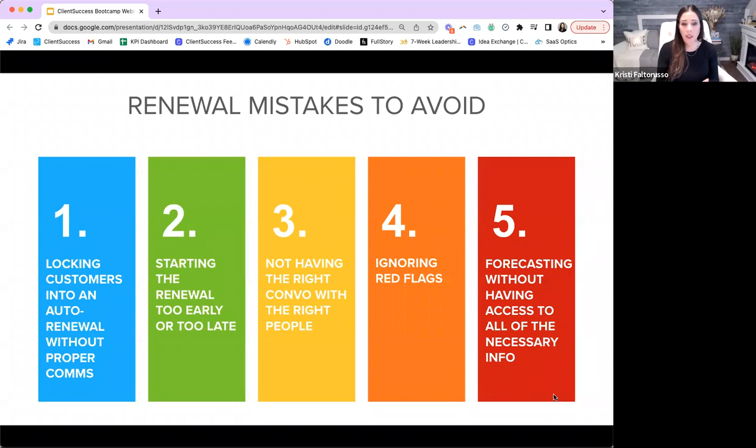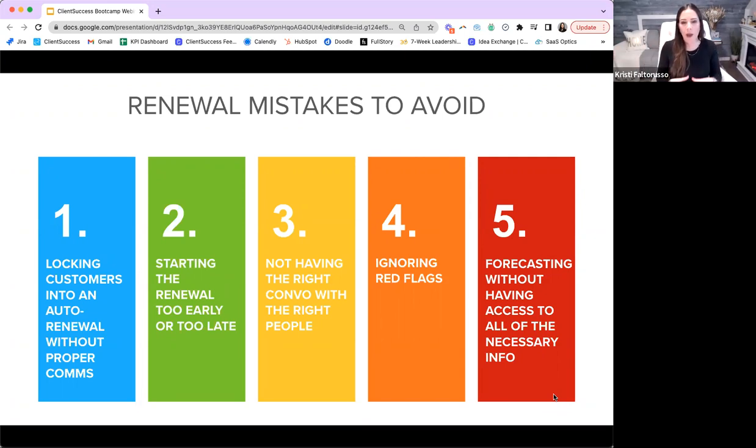Third, not having the right conversation with the right people. I'm sure a lot of you have been part of a conversation where you've spoken with your champion and you're like, yeah, we're absolutely renewing. We love you. We couldn't live without you. And then all of a sudden you find out they're not renewing. And it's because some executive that you didn't have a conversation with, who you didn't even know was part of the partnership, vetoed it because they have a relationship with one of your competitors.